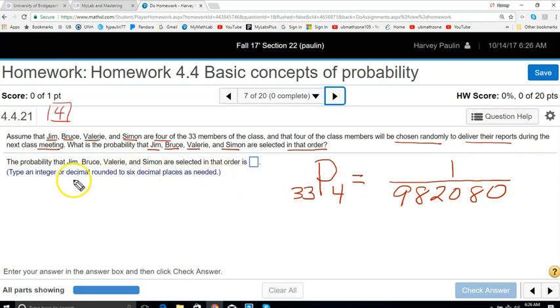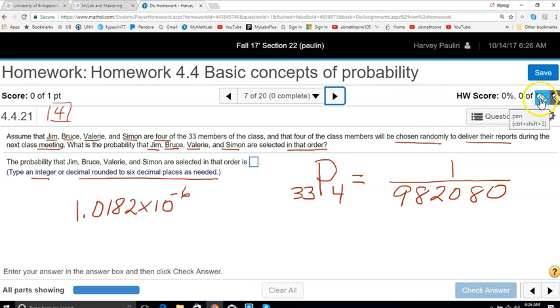So they want your answer as an integer. Well, that's not going to be an integer. Or a decimal rounded to 6 decimal places. So we need to put that into our calculator and get an answer rounded to 6 decimal places. So a little review, when you put this into your calculator, you're going to get something like this, which is in scientific notation. So we need 6 decimal places.